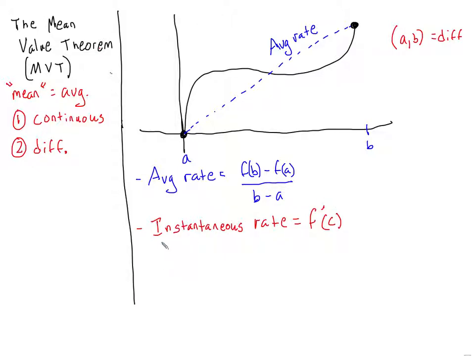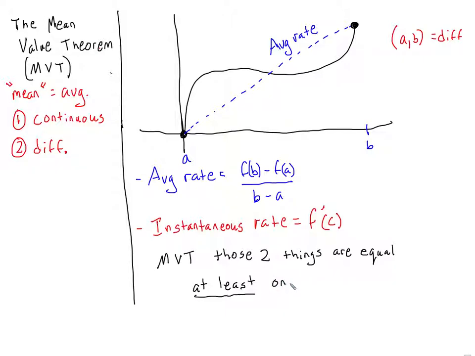So let's say MVT states, assuming that the conditions have been met, those two things are equal at least once. So it's saying that if it is differentiable and continuous, then there must be a point, at least once, where the instantaneous rate must equal the average rate.